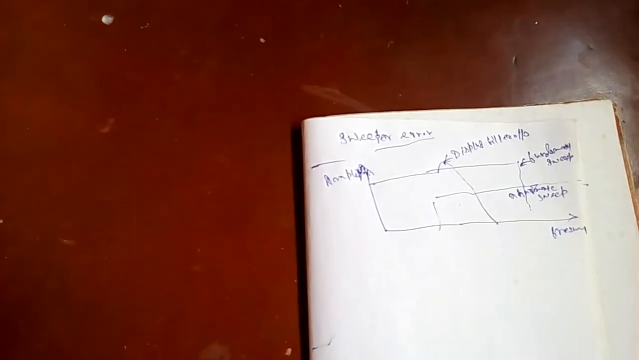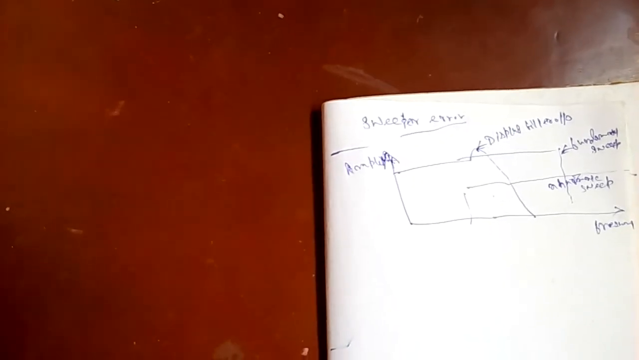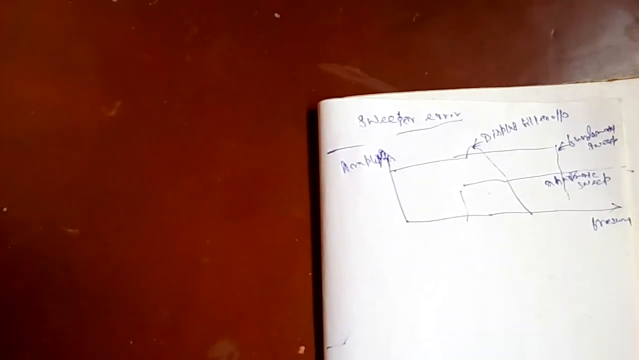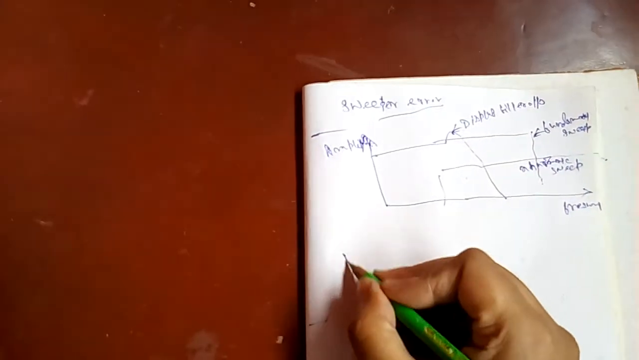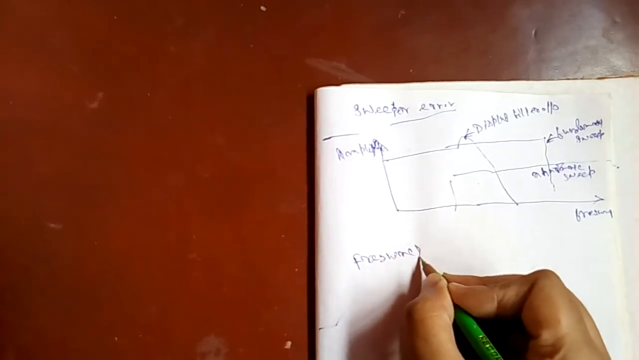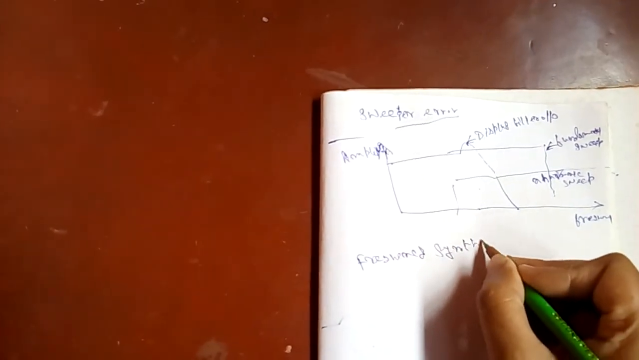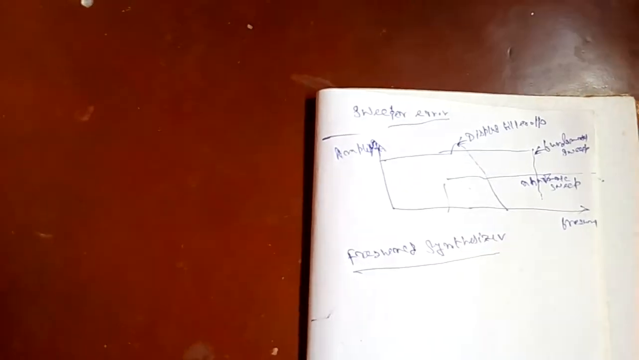Again, from the sweep frequency generator we get this. Another topic is the frequency synthesizer. What is the frequency synthesizer? If we see the frequency synthesizer, there are two types. The first one is free running. What is the meaning of free running? In which the output can be tuned continuously over a range of frequencies by mechanical or electronic methods.